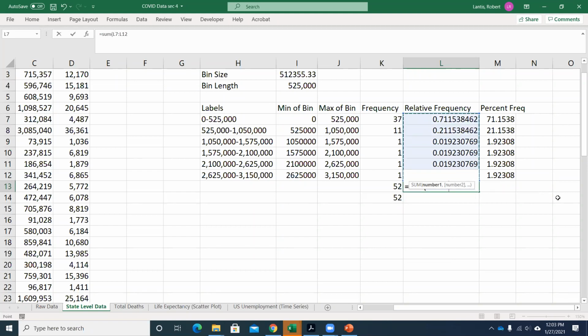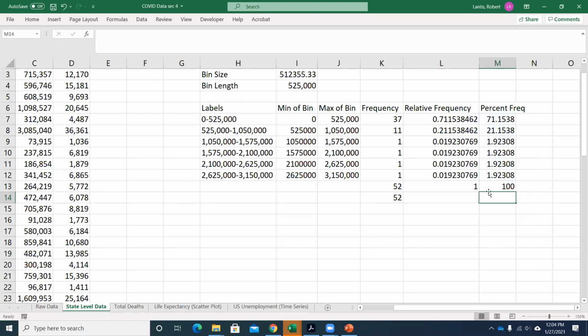If I've counted every observation at least once, they should add up to 1, right? So I hit enter here using that sum function. Sure enough, my relative frequencies add up to 1. Right? I can get rid of this here. If I add up the percent frequencies, what should those add up to? 100%, right? Sure enough, they do.